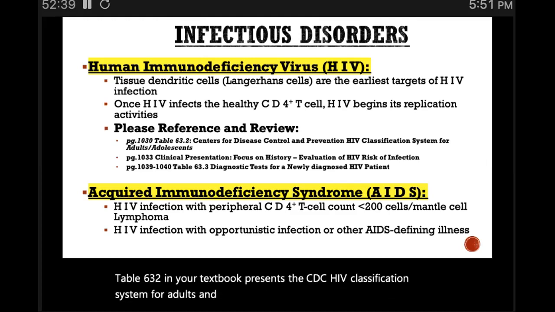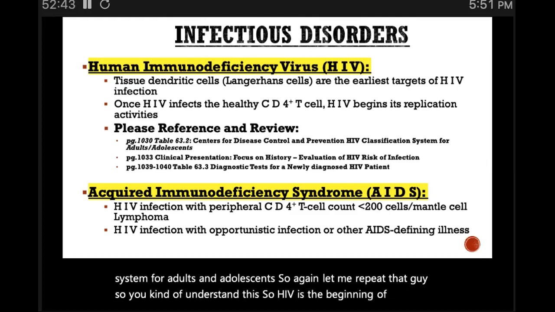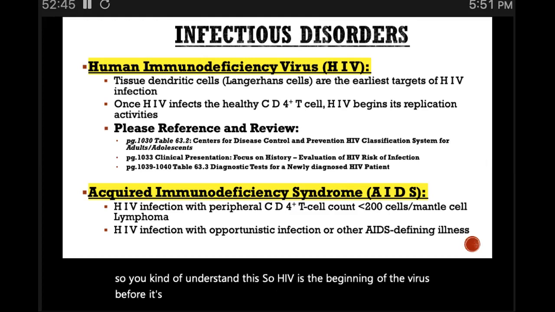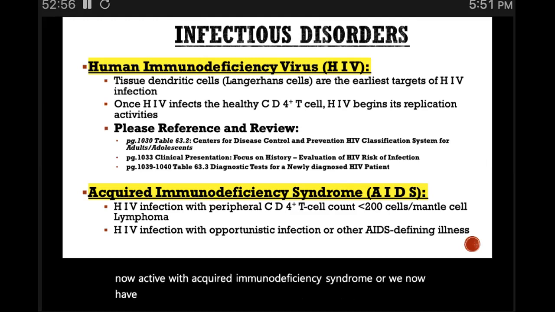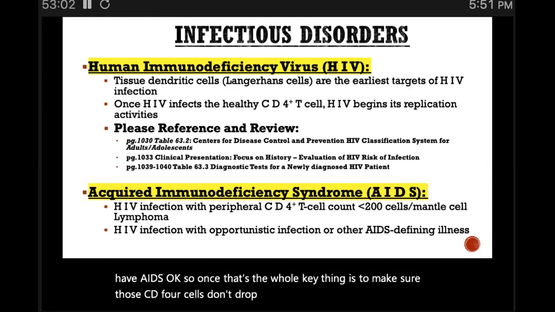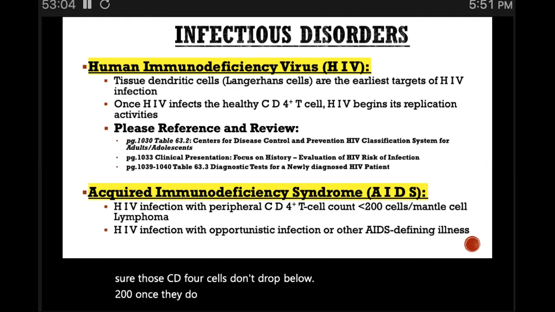So again, let me repeat that, guys, so you understand this. HIV is the beginning of the virus before it's actually active. Once the CD4 T cell count drops below 200, we are now active with acquired immunodeficiency syndrome, or we now actually have AIDS. That's the whole key thing: to make sure those CD4 cells don't drop below 200. Once they do, that's when we're in trouble and we have full-blown AIDS.